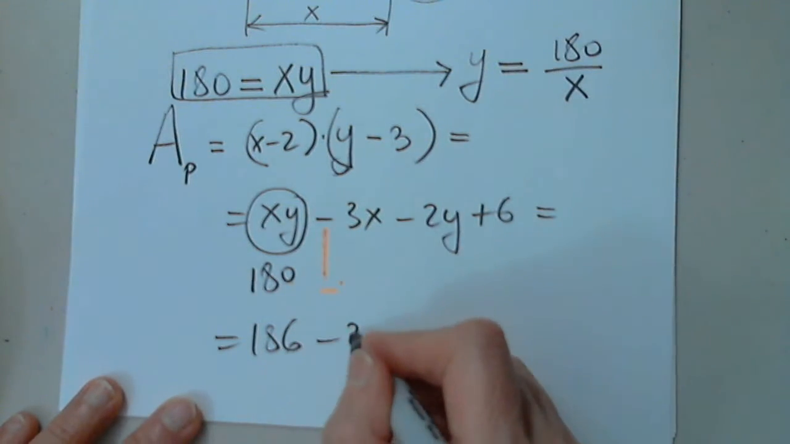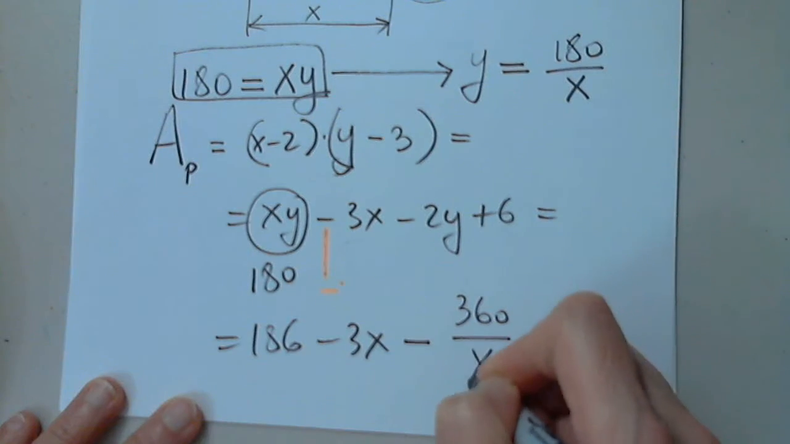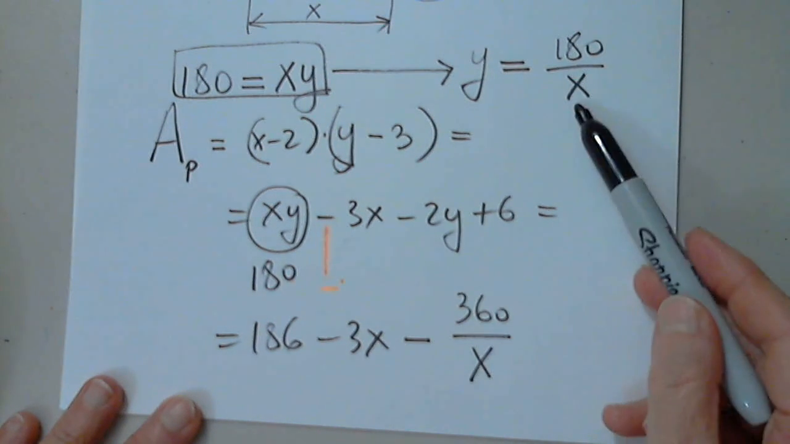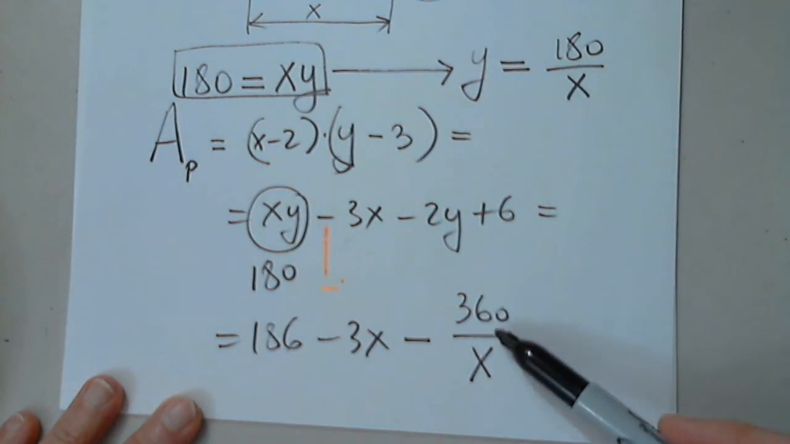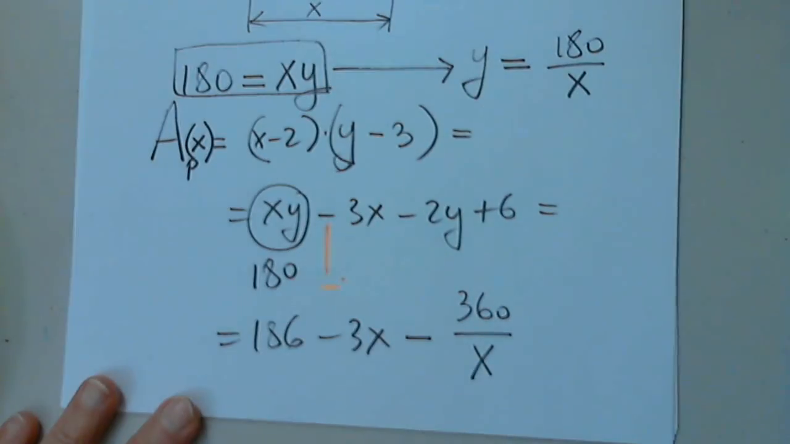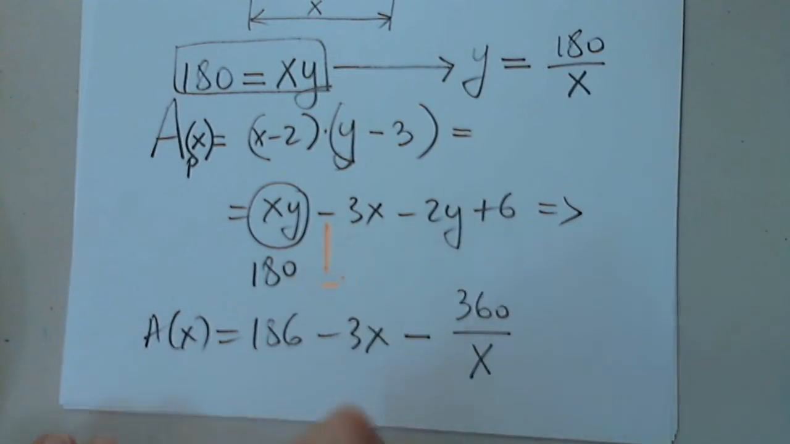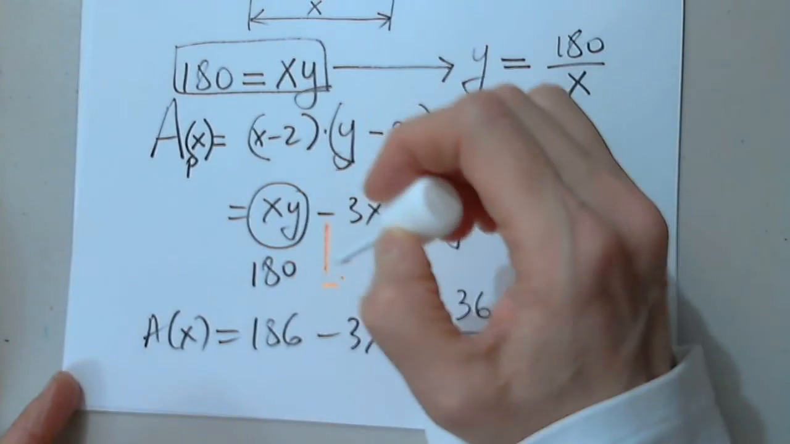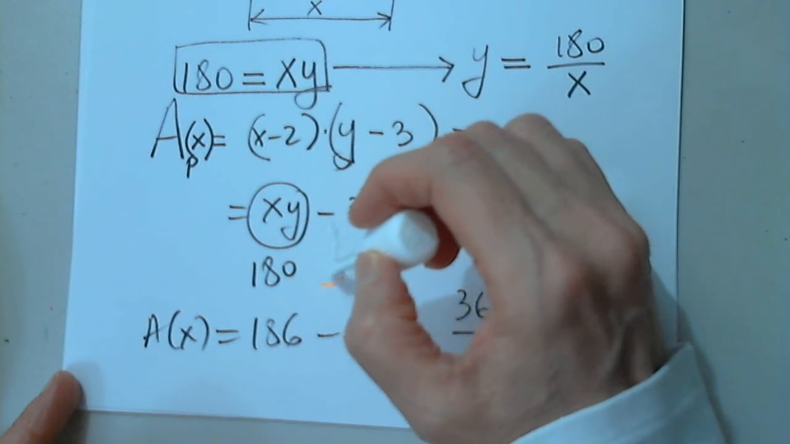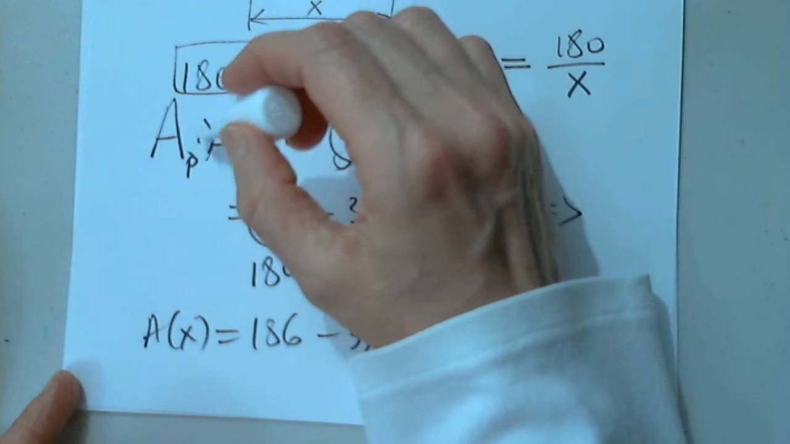186 minus 3x minus 360 over x. Negative 2 times this, negative 360 over x. So now I can say this is indeed a function of x. I shouldn't put it there because over there it's not. Over here it is. So don't write it like that. Good. So we have the function.